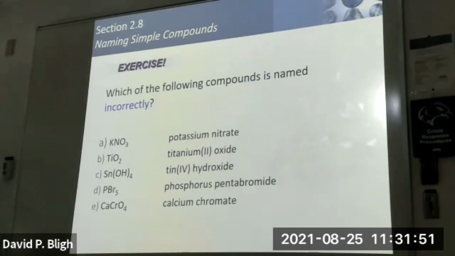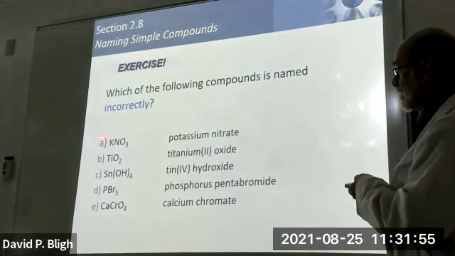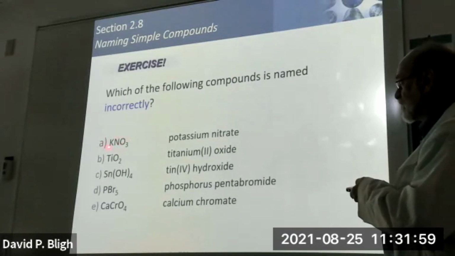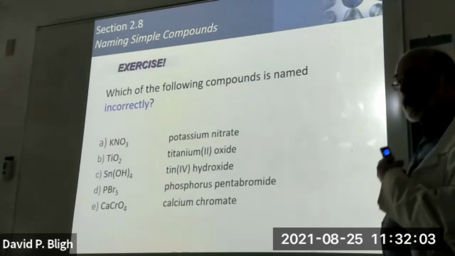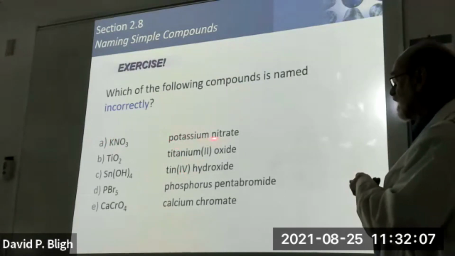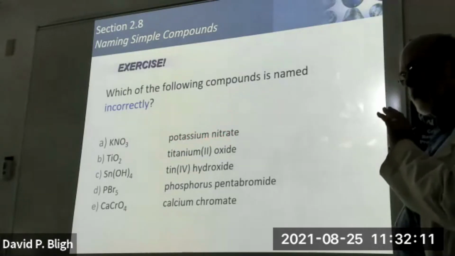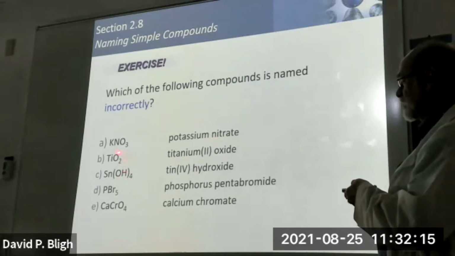So how about potassium nitrate? Is that correct? Well, look at your compound. Metal, non-metal, okay. That's the nitrate ion. This is the potassium ion. And potassium is an alkali metal, so it only has one charge. Yeah, that's correct. You only have to say potassium nitrate, and you can write this from the name easily, it's unambiguous. How about this one?